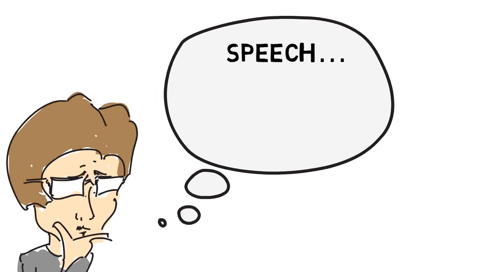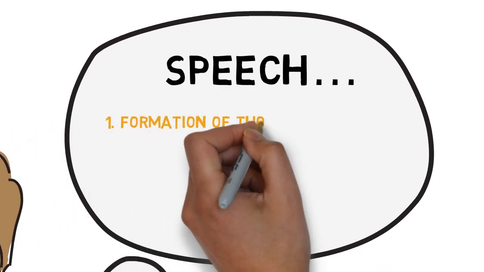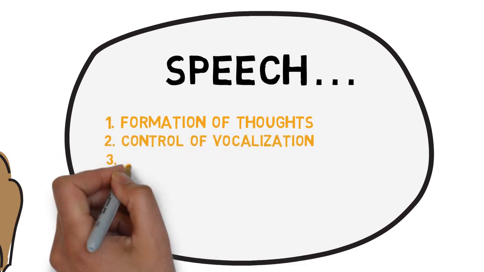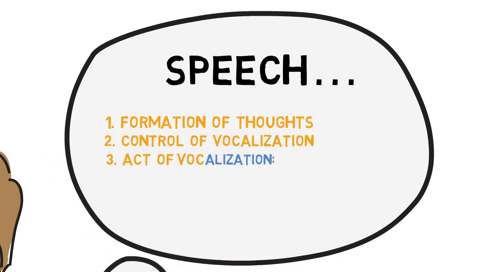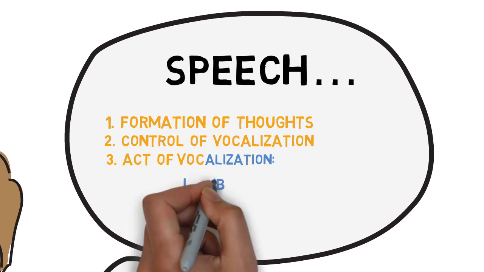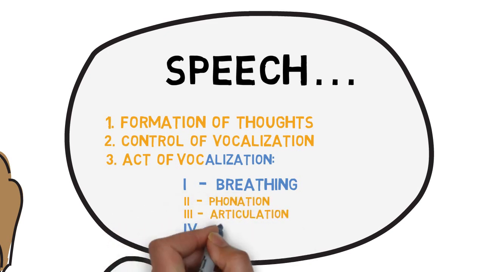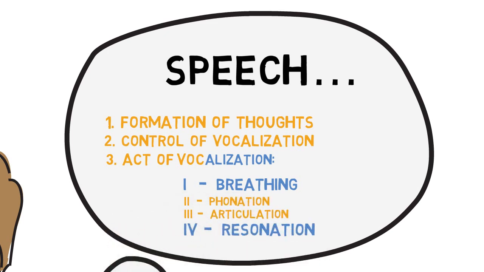A speech production has three phases: the formation of thoughts, control of vocalizations, and the act of vocalization itself. Our respiratory system is partly involved in the last one. The act of vocalization encompasses breathing, phonation, articulation, and resonation. The speech production process is controlled by different areas of the central nervous system, such as the Wernicke's and Broca's from Brodmann area 22 and 44-45 respectively.